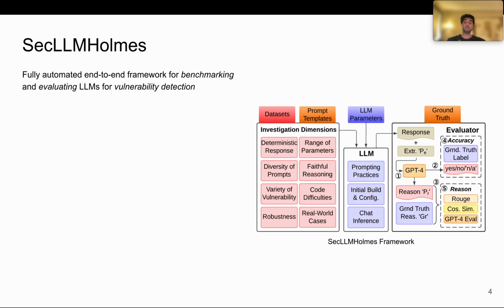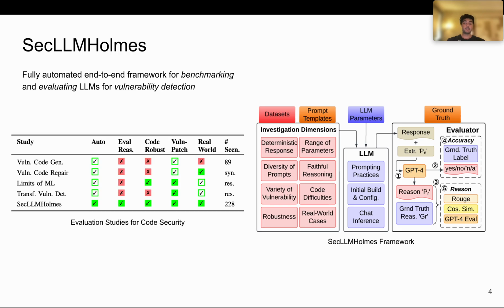To answer that, we developed SecLLM Holmes, which is a fully automated end-to-end framework for benchmarking and evaluating large language models for vulnerability detection. And as compared to the previous studies and evaluations, not only does it perform an evaluation over more diverse dimensions, but it also does it in a completely automated way. Moreover, it introduces a novel, fully automated approach to evaluate the reasoning or root cause analysis capabilities of large language models.